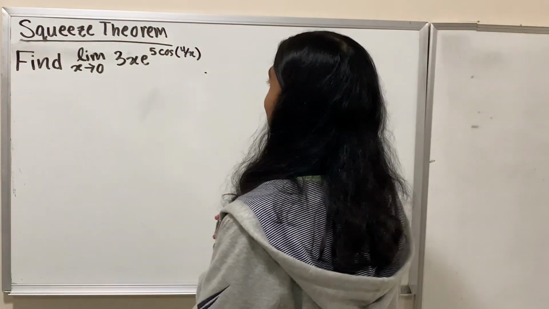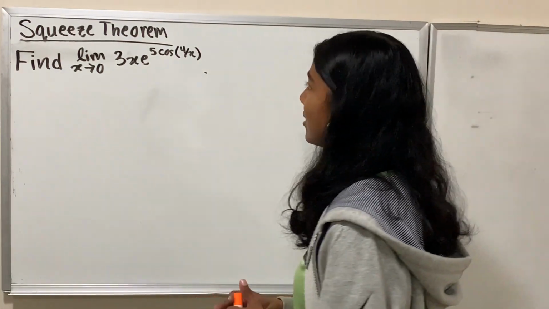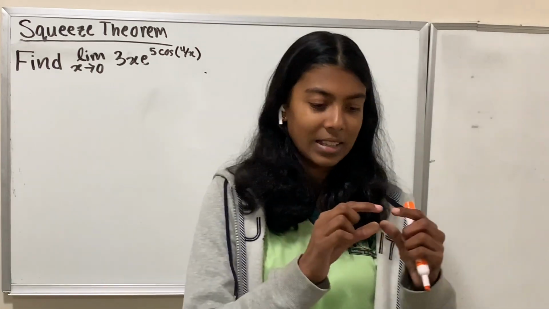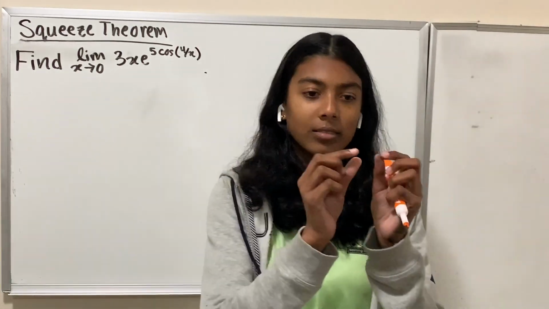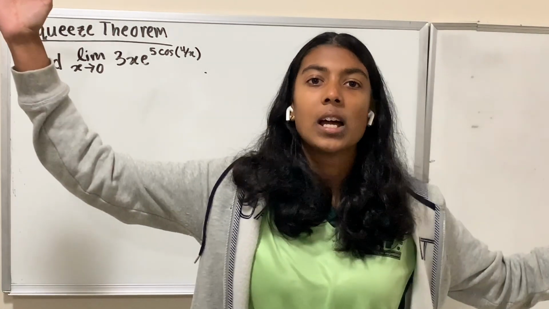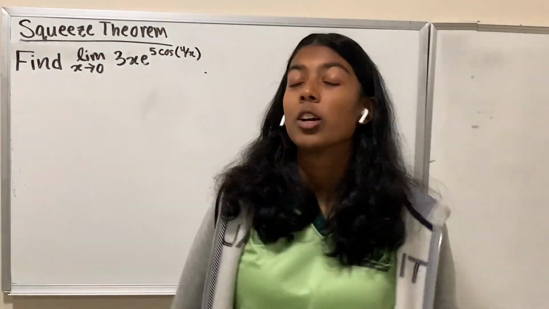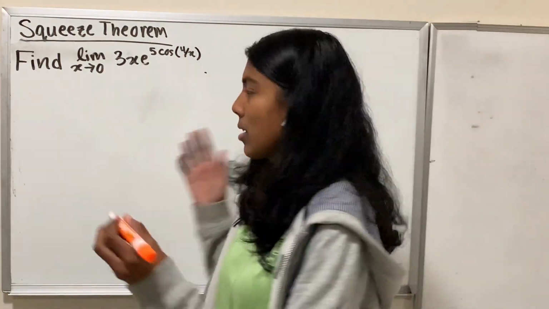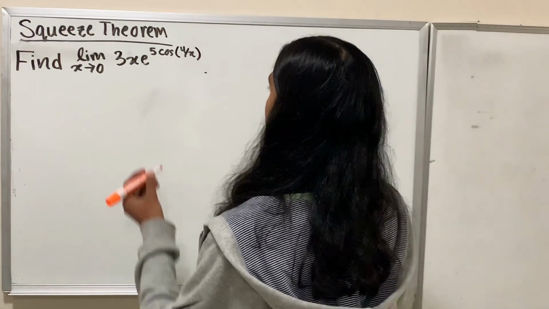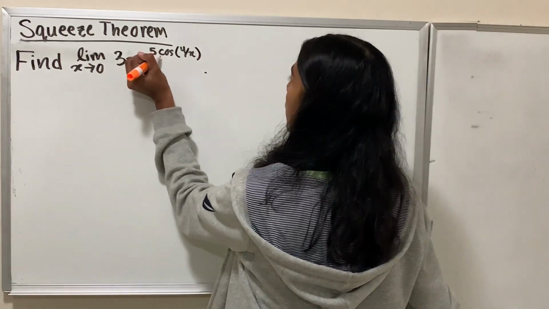Marker. So basically, we also want to work from the inside out, like small and then go big. And we basically use squeeze theorem for trigonometric functions. So you'll see what I mean. So basically, we're going to start off with the cosine.